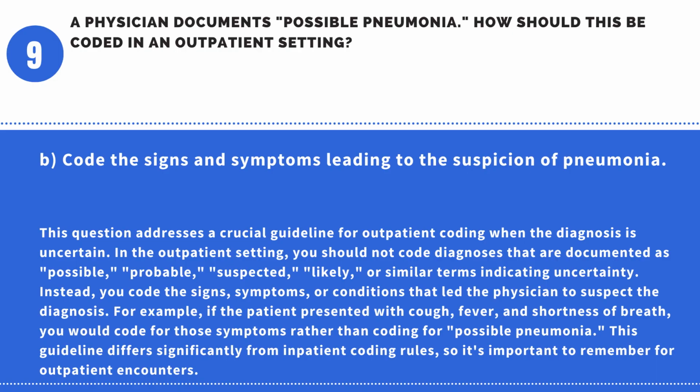For example, if the patient presented with cough, fever, and shortness of breath, you would code for those symptoms rather than coding for possible pneumonia. This guideline differs significantly from inpatient coding rules, so it's important to remember for outpatient encounters.